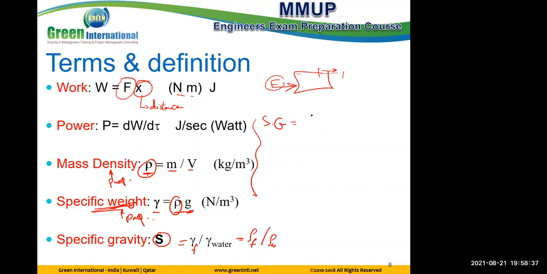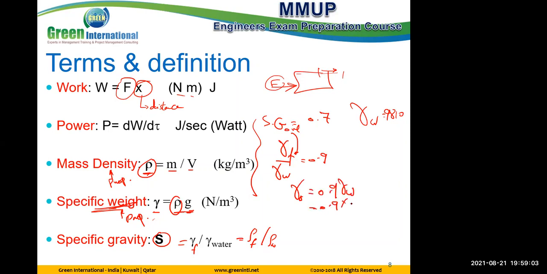If I give you Sg for the oil, for example, as 0.7, and gamma water is equal to 9810, what does this mean? Gamma fluid over gamma water is equal to 0.7, which is Sg. What fluid is referred to here? This is oil actually. So gamma oil is equal to 0.9 gamma water, so it is equal to 0.9 multiplied by 9810.